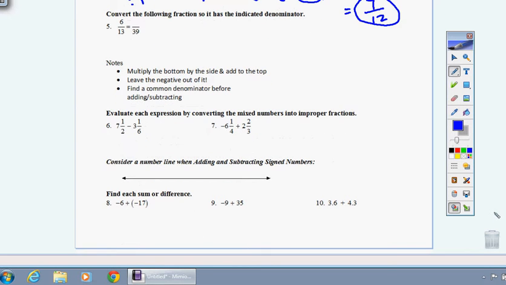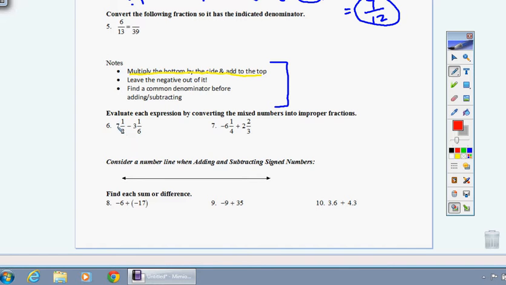Alright, let's skip down to number 6 here. You'll see here I have some notes for you on an easy way to convert mixed fractions to improper fractions. Because when we're adding and subtracting mixed numbers, like you'll see in number 6 and number 7, it's much easier if we can convert them to improper fractions first. So let's do that. One way we can do it, let's follow these notes here, is we can multiply the bottom by the side and add to the top. Okay, what does that mean? Multiply the bottom by the side and add to the top. Well, this is the bottom, this is the side, and this is the top. So multiply the bottom by the side.